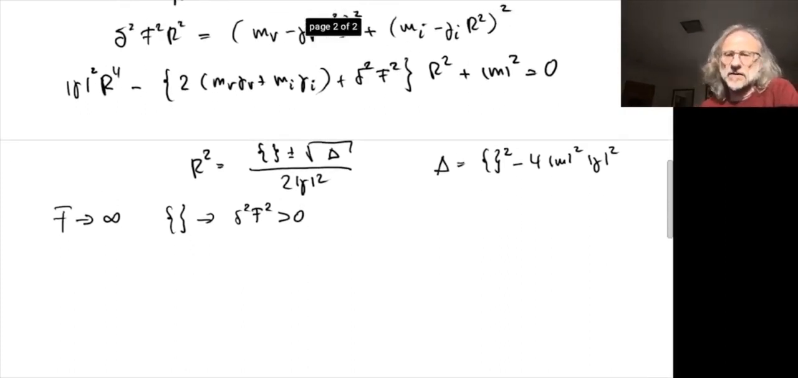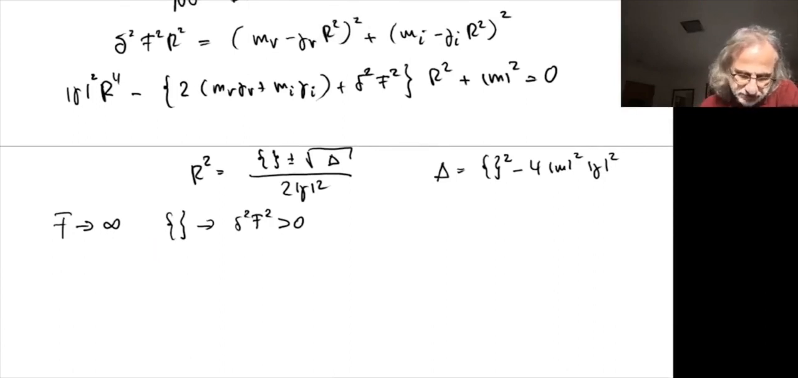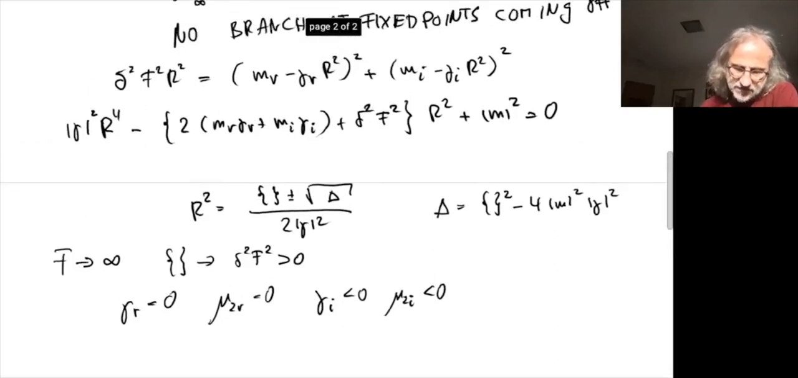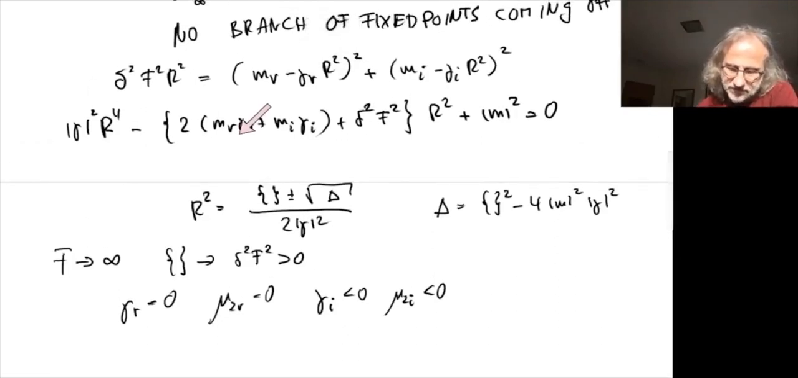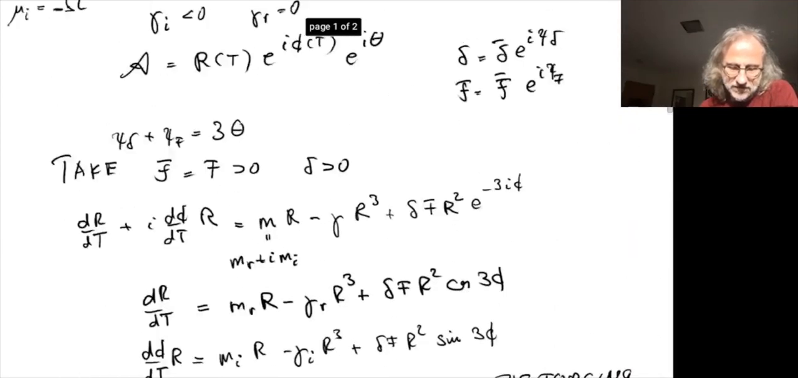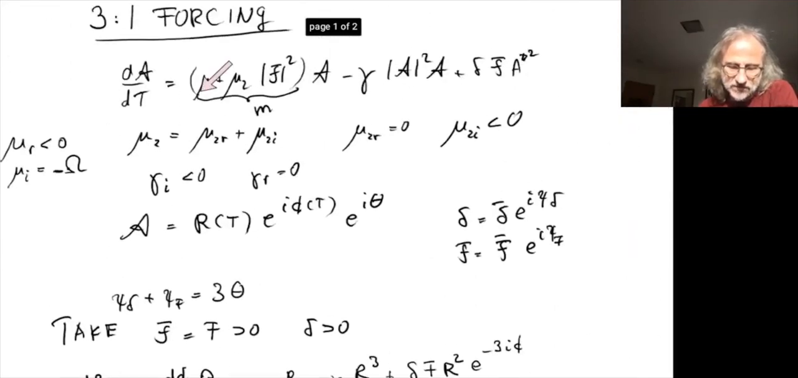So in our case we have gamma r equal to 0, and mu2r equal to 0, and gamma I is negative, as I said before, mu2I is negative. And so if gamma r is 0, then this term disappears. Mu2r is 0. Well, mu2r, where does it show up? It shows up in mr. But m is given by this abbreviation of mu plus mu2 f squared.